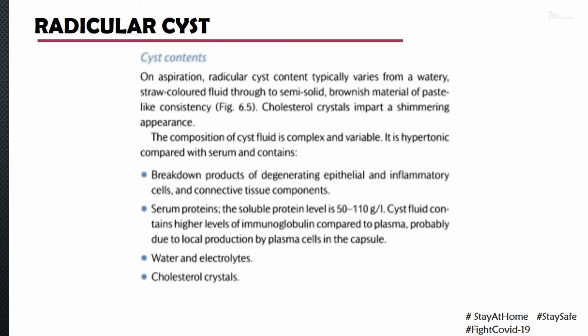The total protein content of a cystic fluid of radicular cyst is in the range of 50 to 110 grams per liter. In addition, water and electrolytes will be present, and in some cases, cholesterol crystals, which are basically breakdown products of red blood cells, will be seen in the fluid.